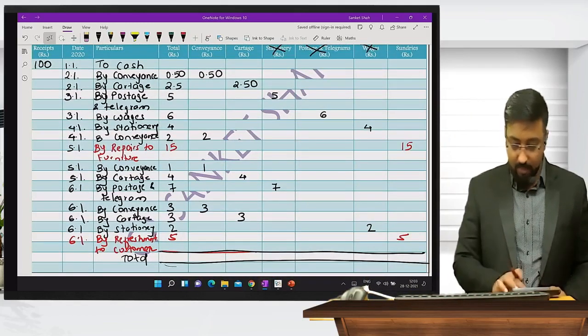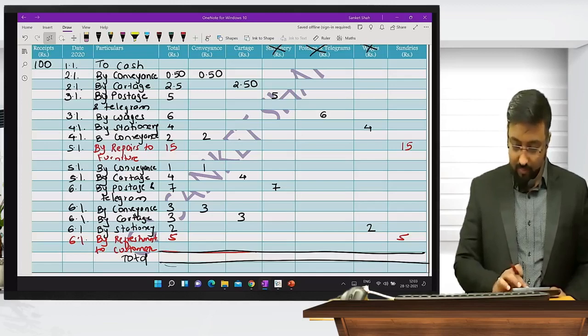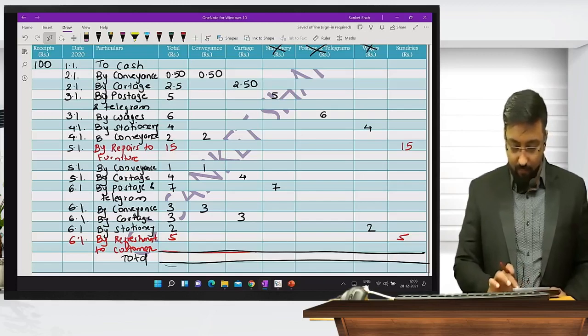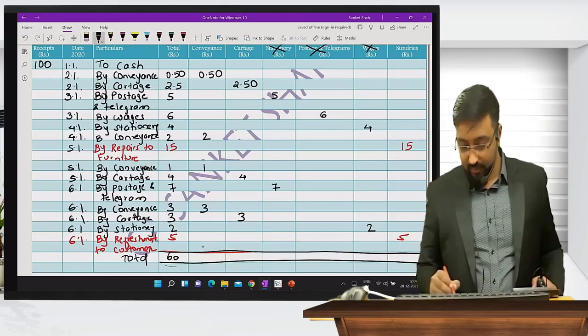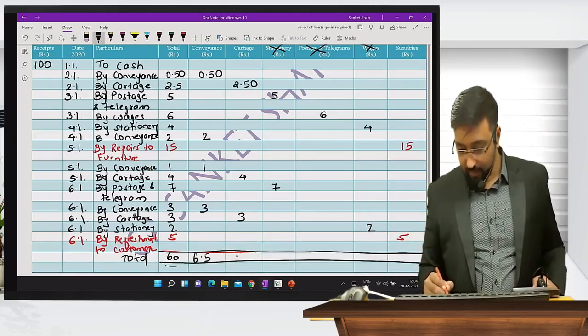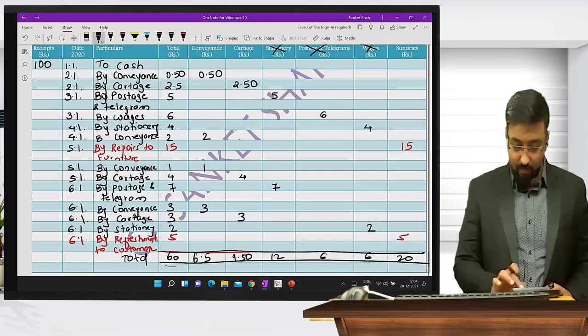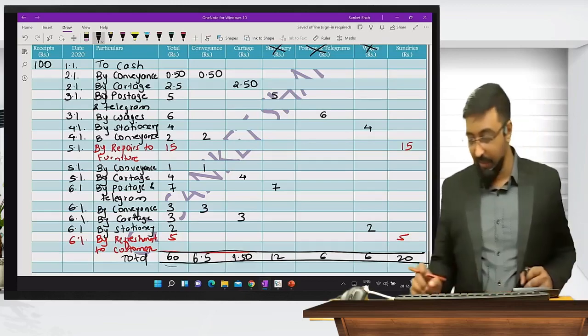0.5, plus 2.5, plus 5, plus 6, plus 4, plus 2, plus 15, plus 1, plus 4, plus 7, plus 3, plus 3, plus 2, plus 5, 60. This is 2 plus 1, 3, 3, 6, 6.5. This is 7, 9.5. Without calci, you can do it. And take this total also: 6.5 plus 9.5 plus 12 plus 6 plus 6 plus 20. Yes, I am getting 60.